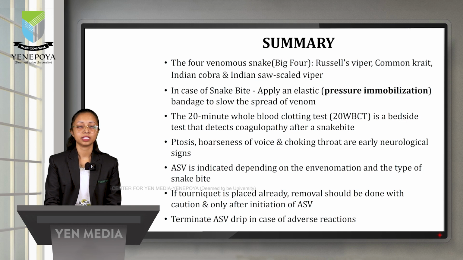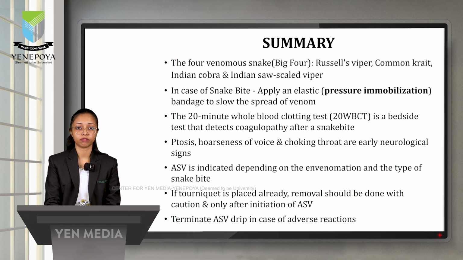Now summary. The 4 venomous snakes, also called the Big 4, are Russell's viper, common krait, Indian cobra and Indian saw-scaled viper. In case of snake bite, apply an elastic bandage or pressure immobilization bandage to slow the spread of venom. The 20-minute whole blood clotting test or 20WBCT is a bedside test for detecting coagulopathy after snake bite.